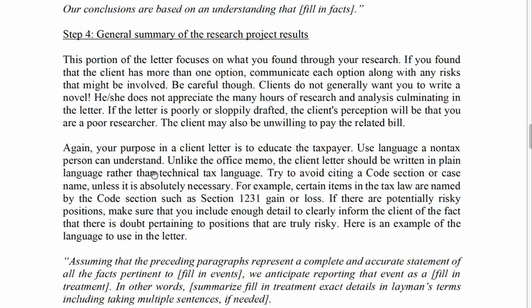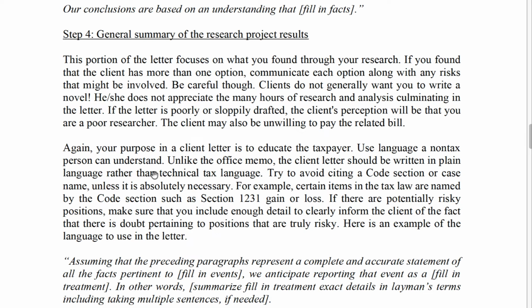Again, your purpose in the client letter is to educate the taxpayer. Now, remember also that the main thing about the client letter is mitigation of risk. By educating the taxpayer, you're not required to put everything down in the letter. You can put the gist of what you found, again stating the facts, which is so important, because you need to put that in writing in case there was ever any type of dispute where it went to court or you're being sued for malpractice issues. You want to state all that.